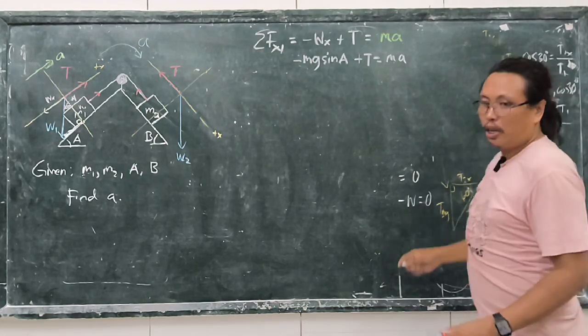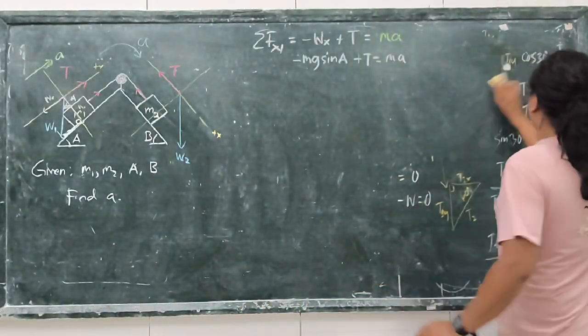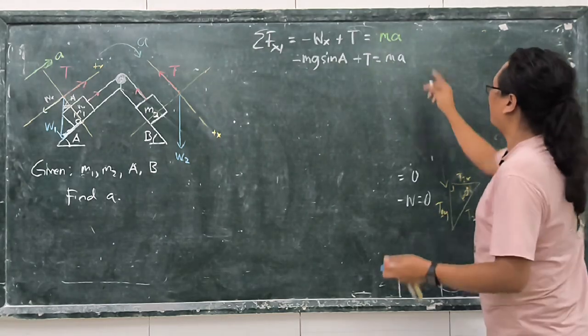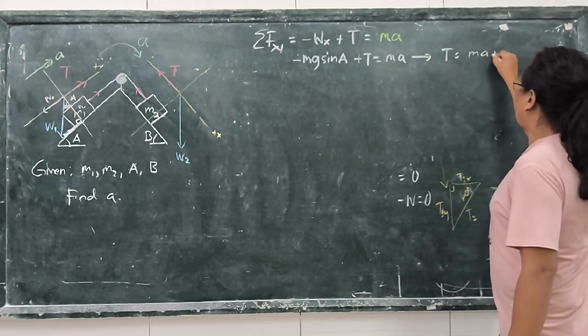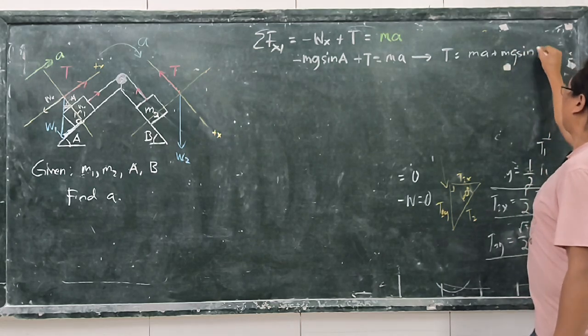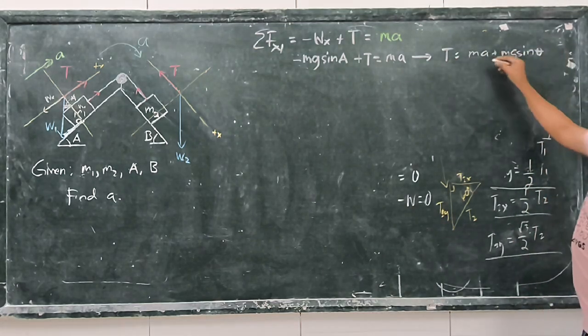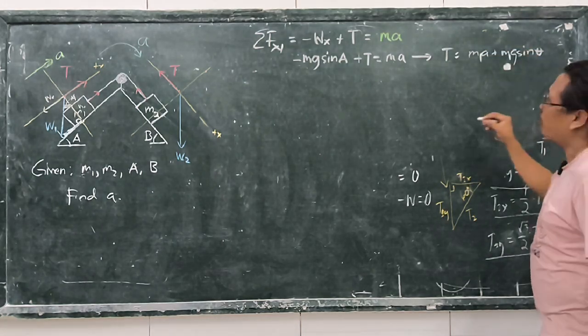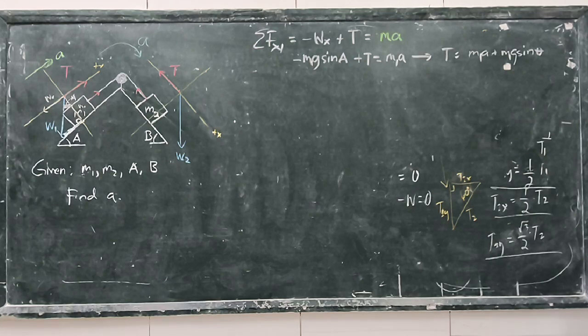Or, okay, if we are going to derive this, we can now have here T equals ma plus mg sine of theta. Notice that tension now is given in terms of the, okay, sorry, this is mass 1, m1. Okay, so this is m1, and this is m1.